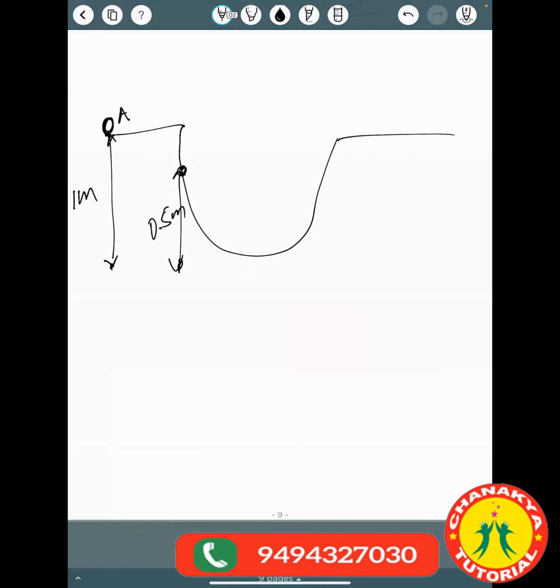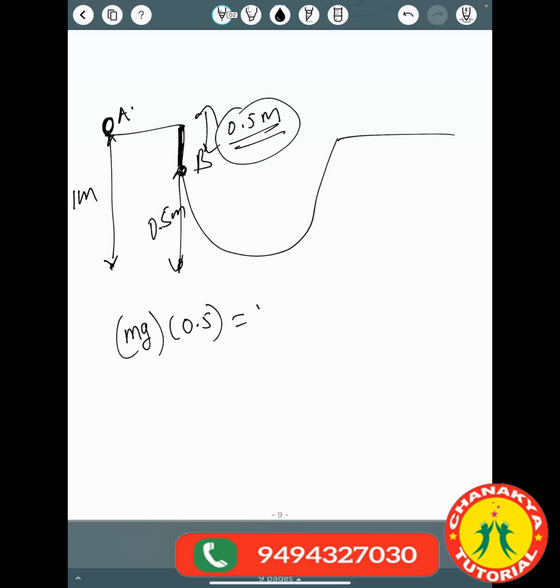So now when it comes from A to B, guys, what is this displacement? 0.5 meter, correct? So what is the responsible force which is taking it down? The gravity. So gravitational force is also down and displacement is also down. Mg into 0.5 should be equal to the change in kinetic energy, half m into v final square minus half m into v initial square.